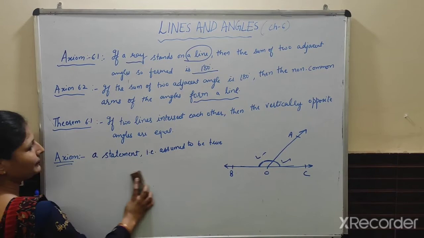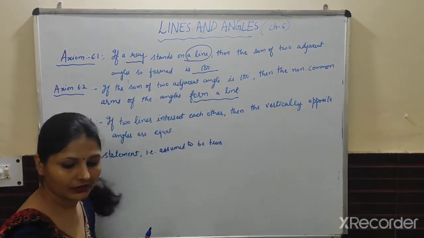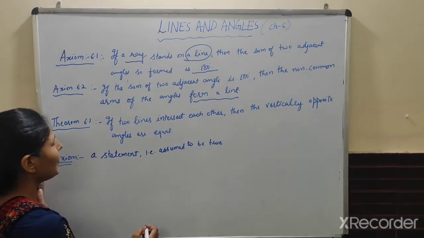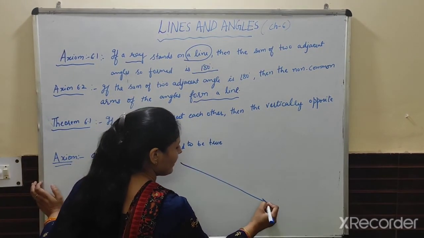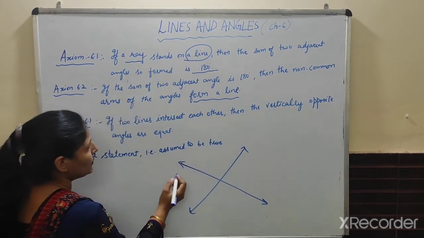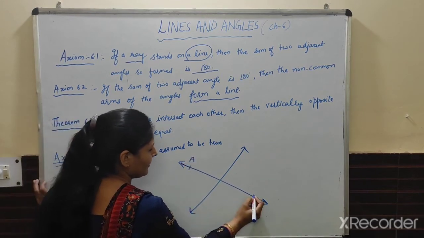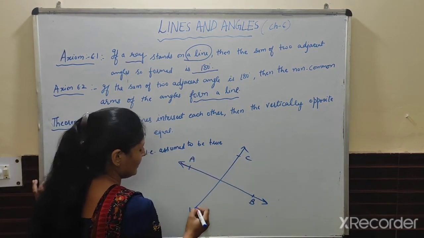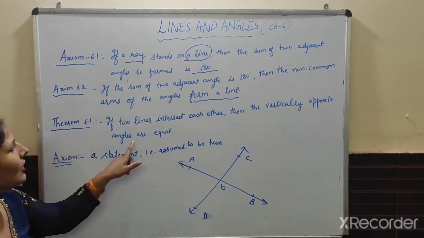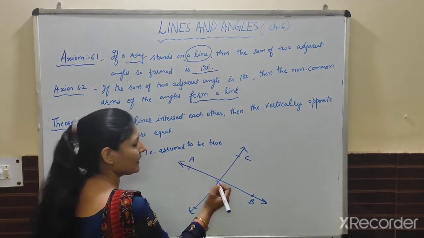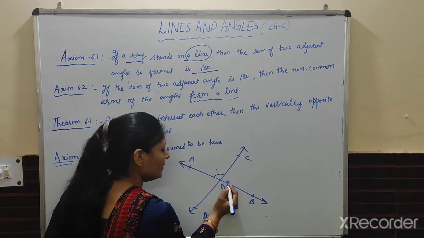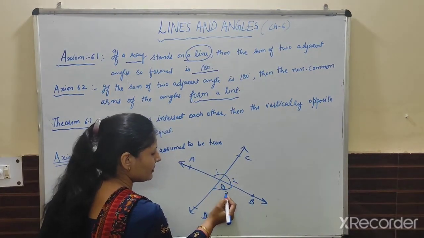Now, theorem 6.1. If two lines intersect each other, then vertically opposite angles are equal. Two intersecting lines AB and CD intersect at point O. Then vertically opposite angles are equal. You have to prove that the vertically opposite angles formed will be equal. Angles 1, 2 and 3.